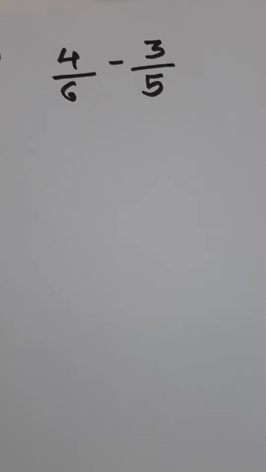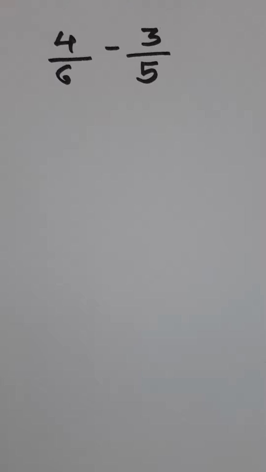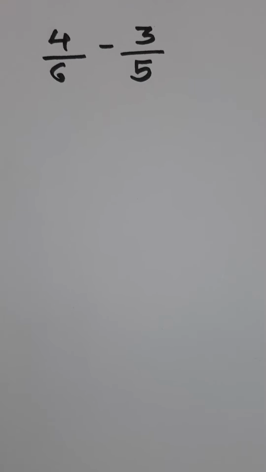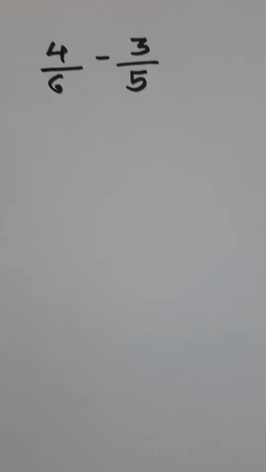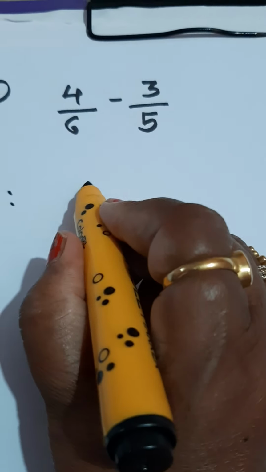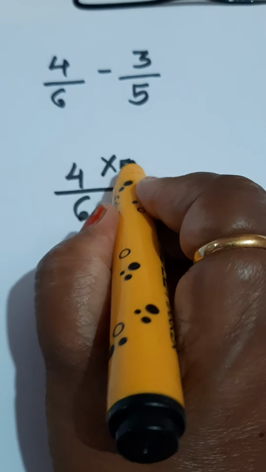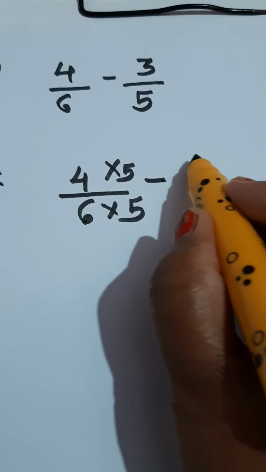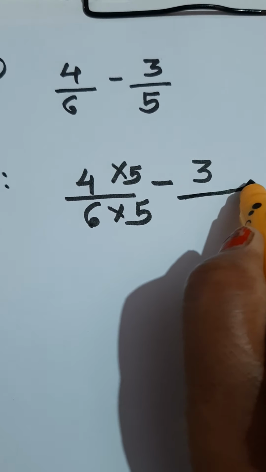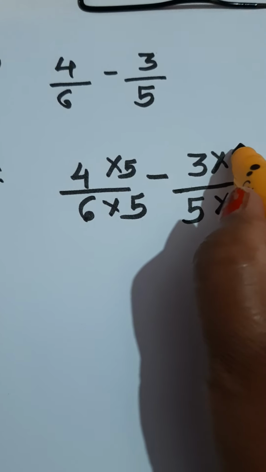In the above examples, the denominators are from the same table. So by multiplying by a number, we get equal denominators. But here they are not from the same table. So what can we do here? Here you multiply the first fraction by the second denominator. Then give a minus sign, write down the second fraction and multiply the second fraction by the first denominator, that is 6.